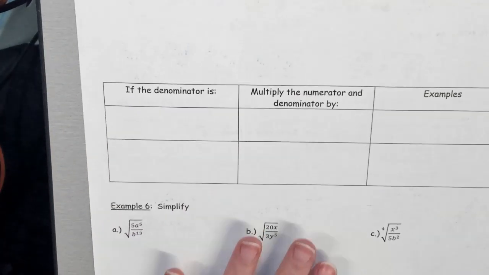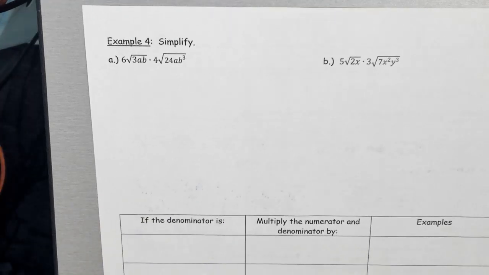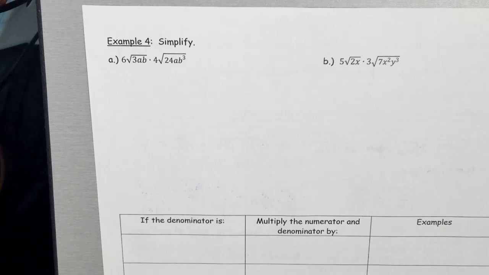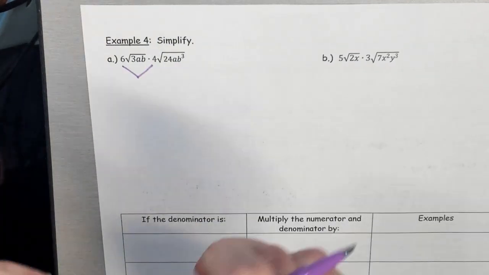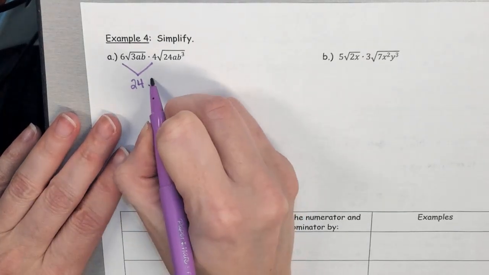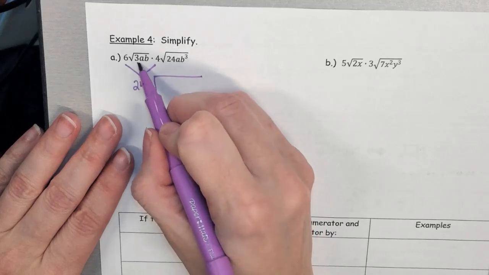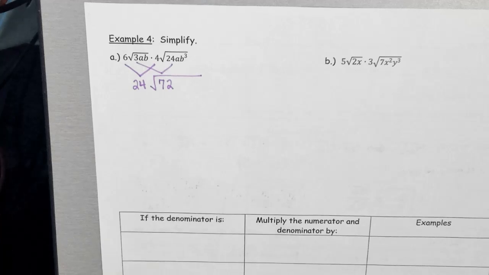All right, then for our next example, you're going to be simplifying with 2 radicals multiplied together. So just like we've been talking about, you can simplify outside with outside and inside the radical with inside the radical. Same thing happens when you multiply. So you can multiply the 6 times the 4 because they're both on the outside to get 24. And then the square root, you would do 3 times 24 to get 72.